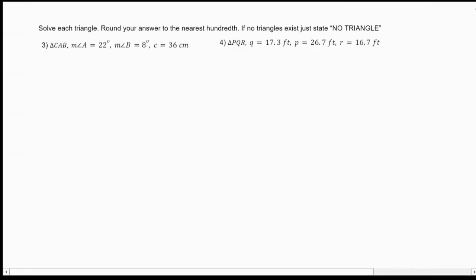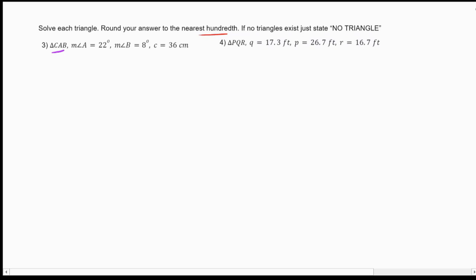All right, so here we're asked to solve each of the triangles and round your answer to the nearest hundredth. If no triangles exist, state no triangle. I'm realizing this video might be a little bit long because there could be lots of triangles to solve, but let's go ahead and go through this and try and see how quickly we can get it done.